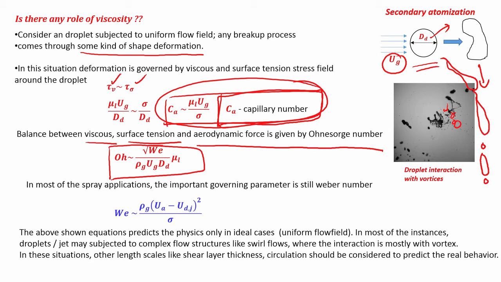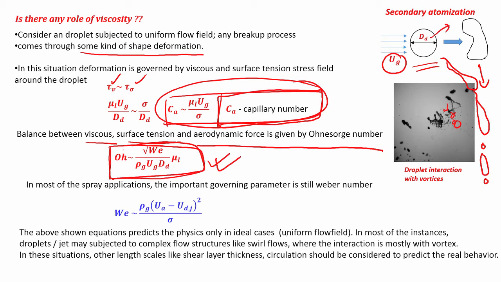The Ohnesorge number includes the effect of surface tension, viscosity as well as the aerodynamic force. This is one of the most important numbers that you will ever get. The Ohnesorge number determines whether viscous dissipation, or the viscous effect on the breakup process, is dominant or not. In many cases you will find it is not, but in some cases this Ohnesorge number will actually play a lot of role.